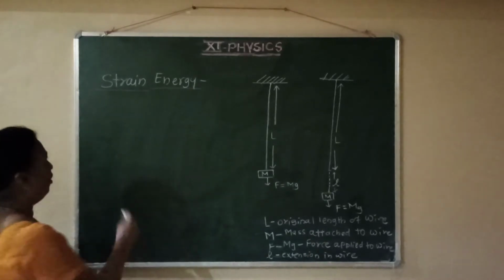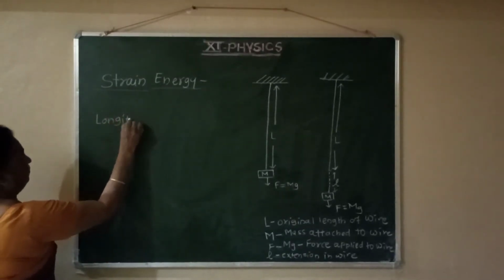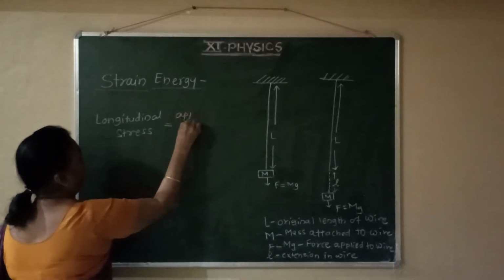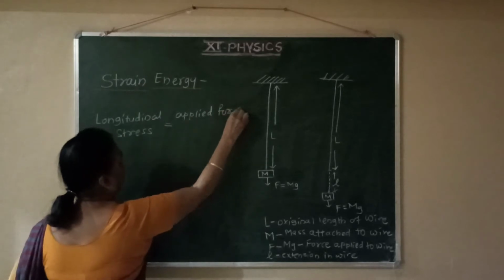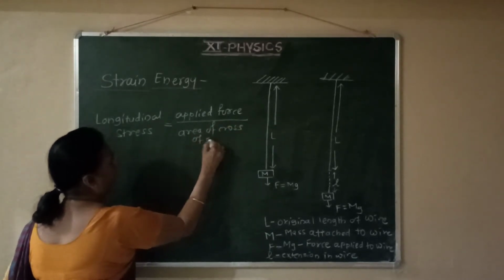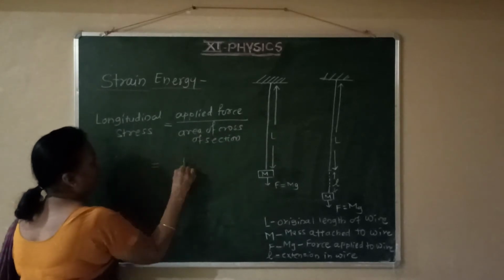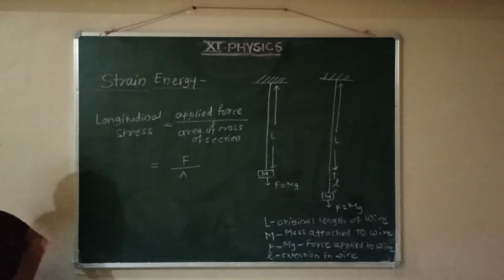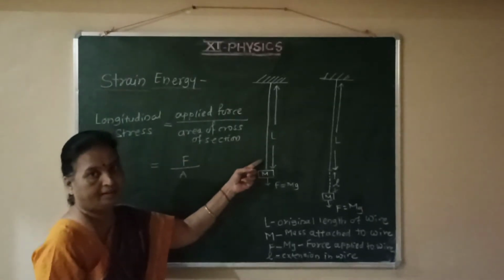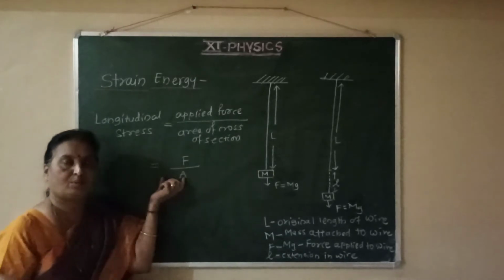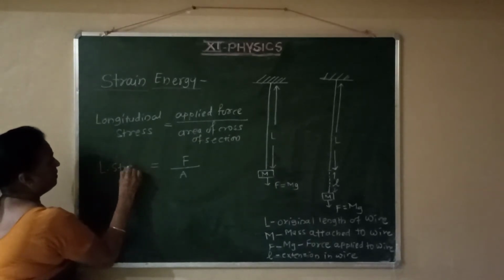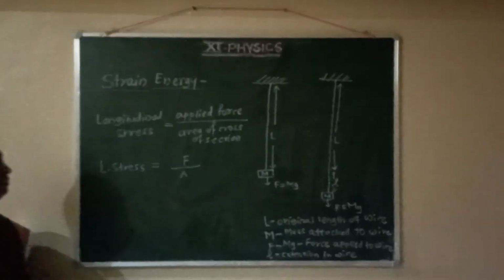If you have to find longitudinal stress, which formula do we consider? Longitudinal stress is equal to applied force divided by area of cross section of the material of the wire. The applied force is F, and the area of cross section is A. To find the area of cross section, if you know the radius of the wire, you can find it using the formula pi r squared. So longitudinal stress is simply force upon area, applied force upon area.